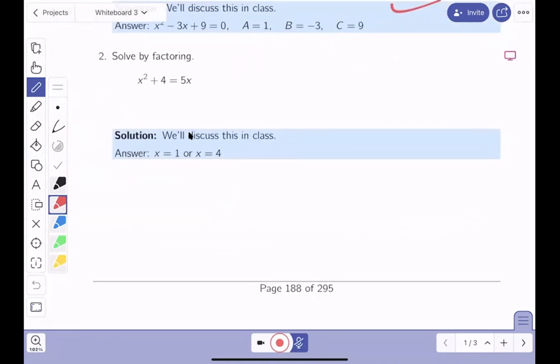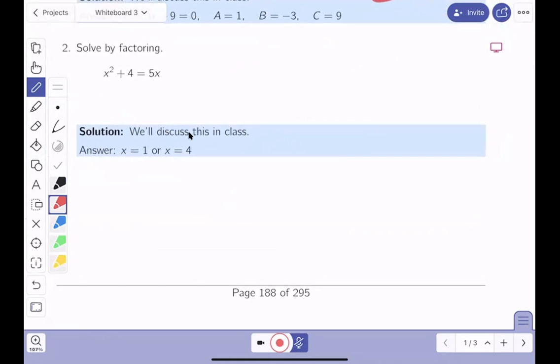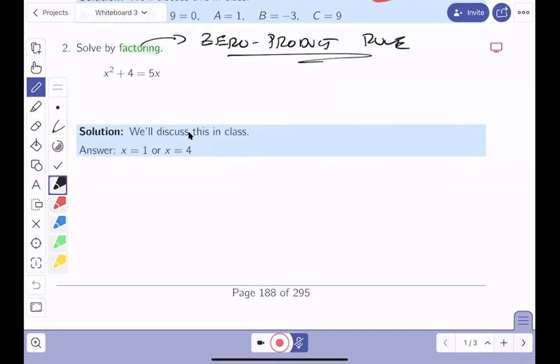And I know this might seem like new language to you, but this factoring business, and let me outline this for you, this factoring business is basically just the zero product rule. Okay, let's do it. How do you do the zero product rule?